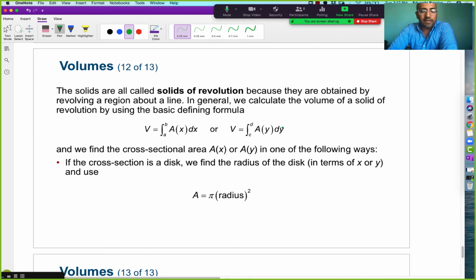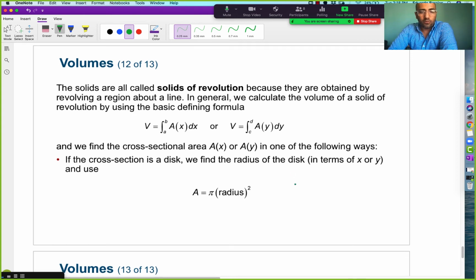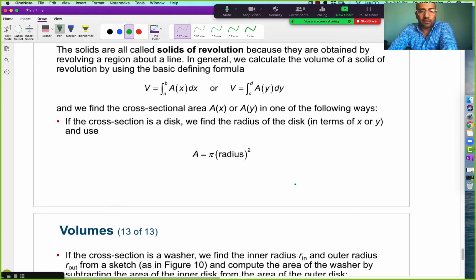Or if we cut it in the other direction, we'll have some function of y, the area of the resulting coin as a function of a chosen value of y, times a little dy. Again, we'll hopefully do an example that showcases that. And so we can find the cross-sectional areas A of x and A of y in one of two ways.